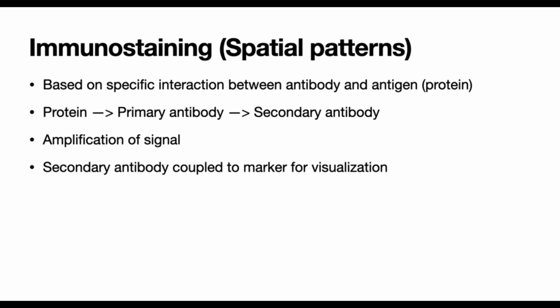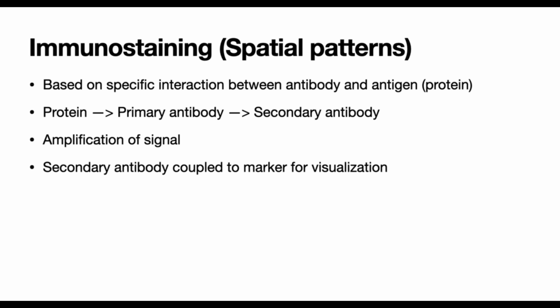For measuring proteins or visualizing proteins, we can perform immunostaining, which means we can add certain molecules that will allow us to visualize our protein of interest under a microscope. Immunostaining is based on a specific interaction between an antibody and an antigen. And in this case, the antigen is our protein of interest that we would like to see.